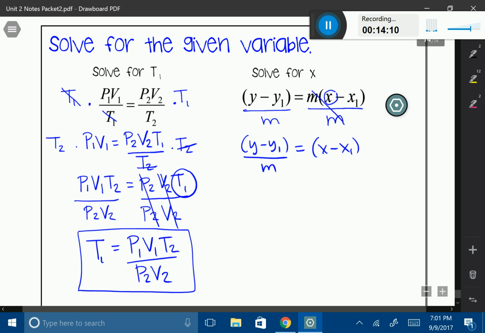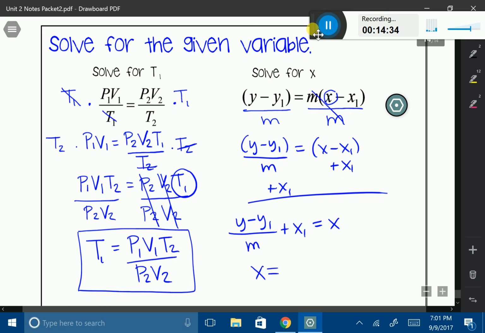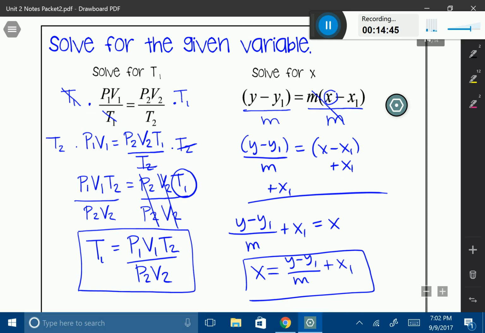And I want x by itself, so I'm going to take that x1 and add it to both sides. I'm going to add x1 to both sides. So I have y minus y1, I'm going to take them out of the parentheses, over m plus x1 is equal to x. I could rewrite that with my variable on the left-hand side. And I'm done. I found my variable. I could have also solved for y1 or y or m or any of those variables. All right, that is the end of the lesson on literal equations.